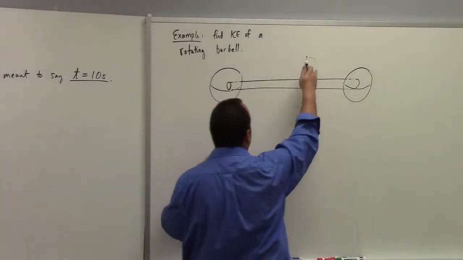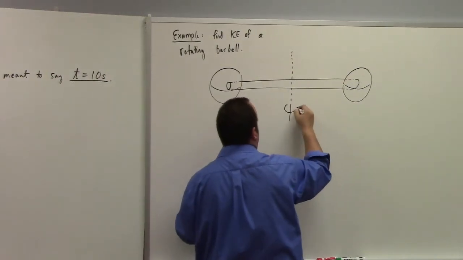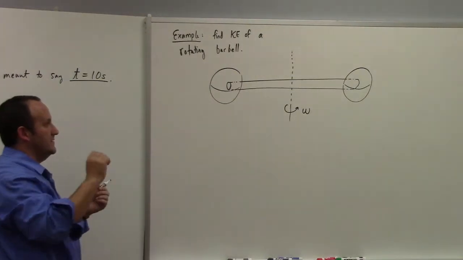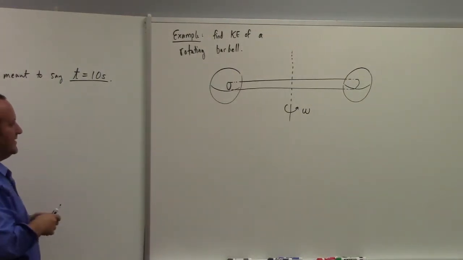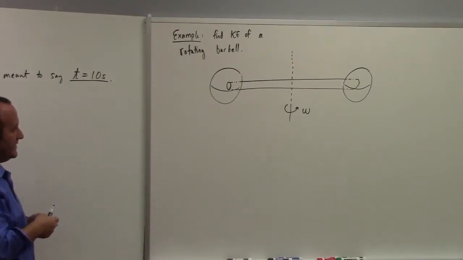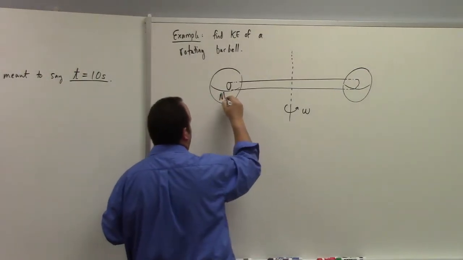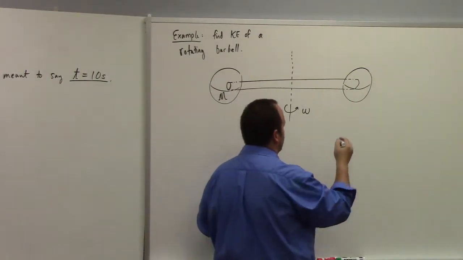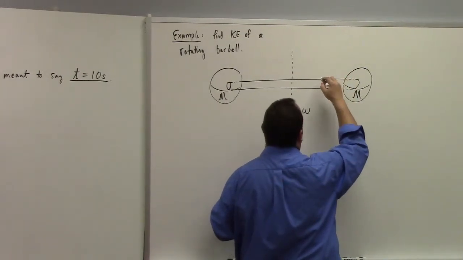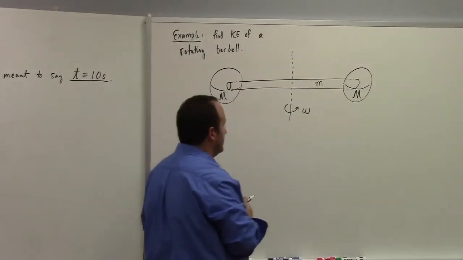So let's suppose that we're rotating it like that with angular velocity omega. You can imagine twirling it round and round. What's the kinetic energy of such a thing? I need to know a couple of different things. I need to know the mass of these guys, and I also need to know, let's say little m, the mass of the rod.